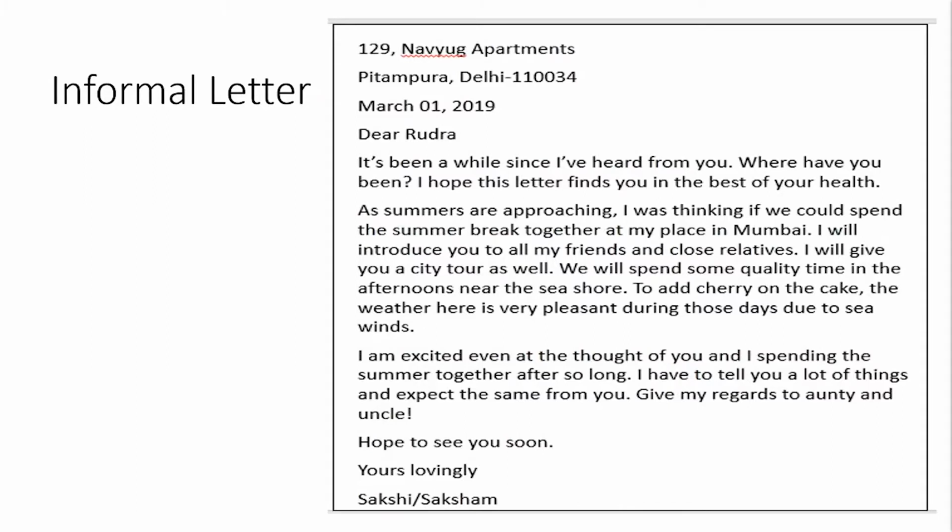This is the format of writing an informal letter. Okay, so this is the address of the sender, and then the date, and then the salutation. It has been a while since I have heard from you. Where have you been? I hope this letter finds you in the best of your health. As summer is approaching, I was thinking if we could spend the summer break together at my place in Mumbai.